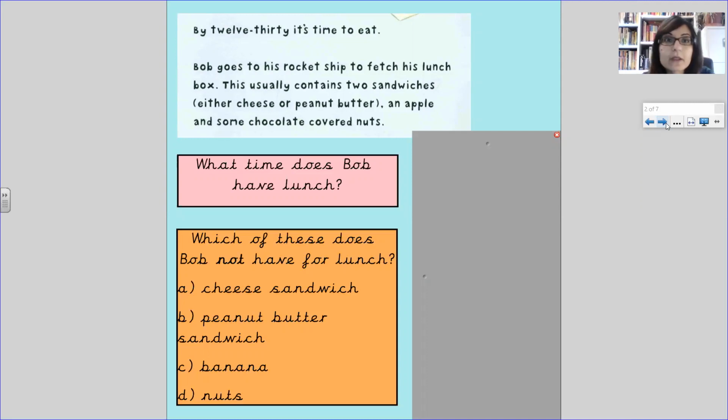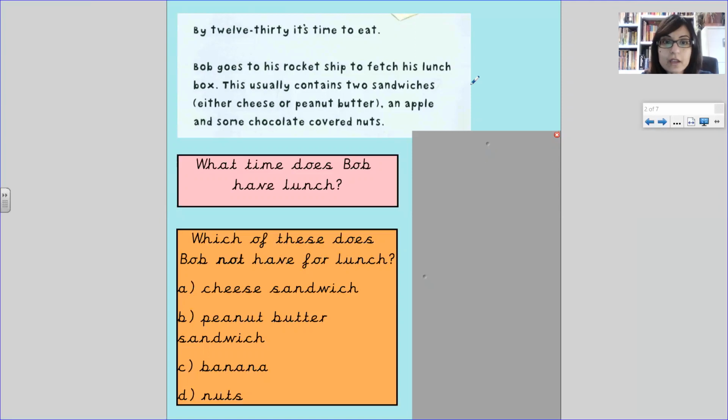Here we go. By 12:30, it's time to eat. Bob goes to his rocket ship to fetch his lunchbox. This usually contains 2 sandwiches, either cheese or peanut butter, an apple, and some chocolate-covered nuts. So at what time does Bob have his lunch?